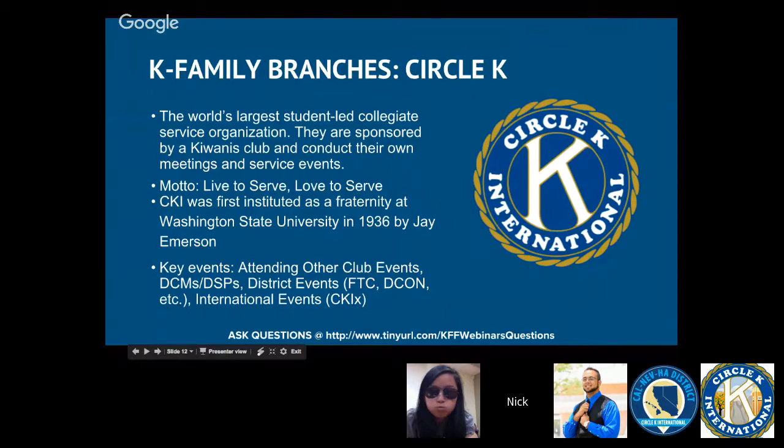In a divisional aspect, you could go to DCMs or DSPs. DCMs are divisional council meetings, and DSPs are divisional service projects. I don't know if all clubs or divisions do this, but it's a monthly thing that the division puts out, and it's a way to get to know all of the clubs in your division, because I know that they are far. I definitely would not be able to get to know as many clubs if I didn't go out to these divisional events. So always try to step out of your comfort zone if you haven't been able to, and attend these events.